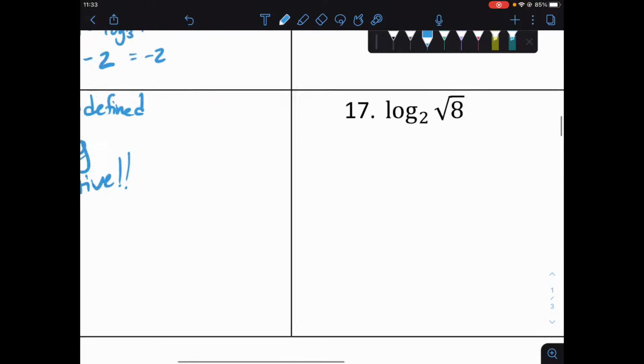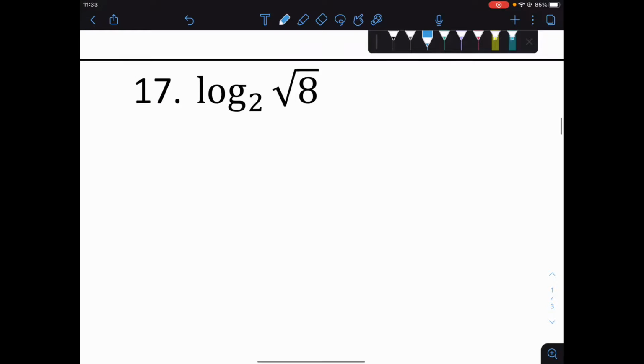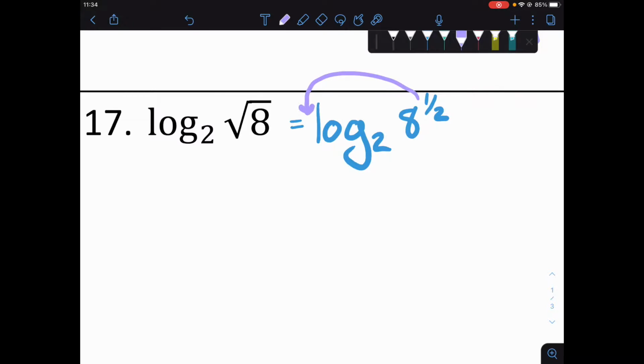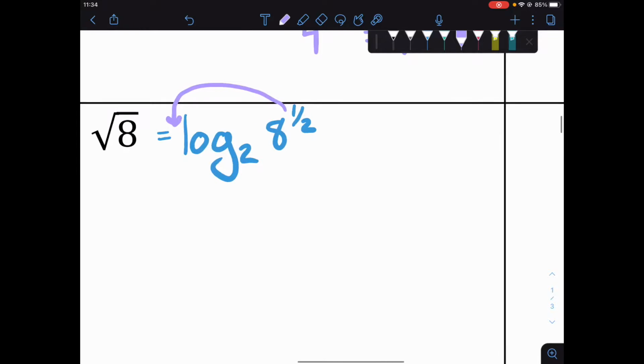All right, let's look at 17. So this is kind of interesting. The first thing I would do is rewrite that square root as a 1/2 power. So we've got log base 2 of 8 to the 1/2. Now we're going to take that power outside of our log, right? That's one of our properties of logs. So we have 1/2 log base 2 of 8.